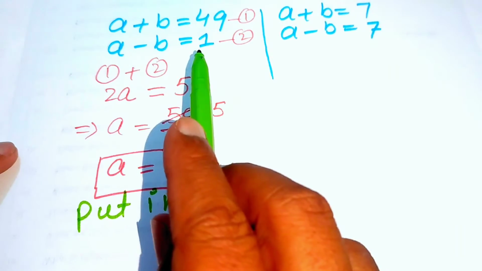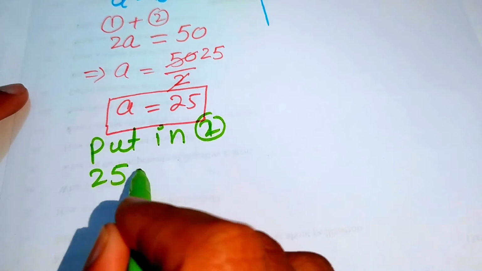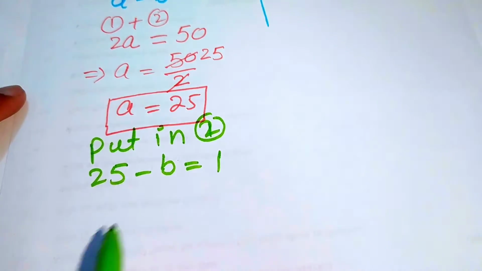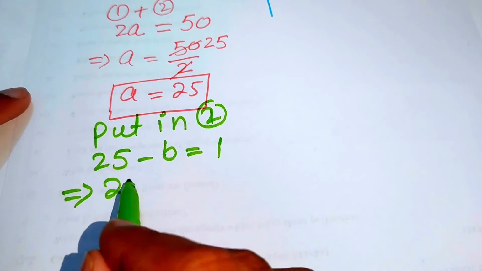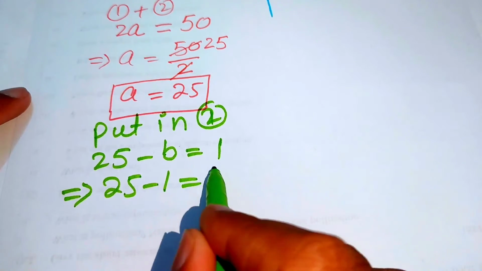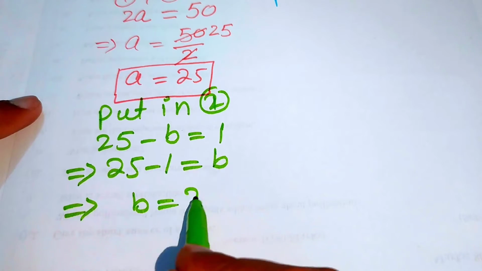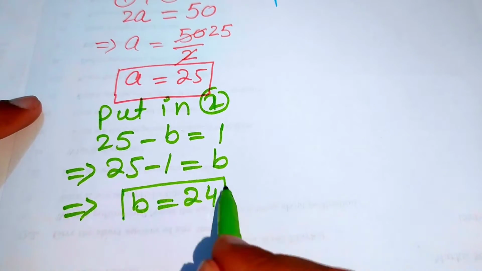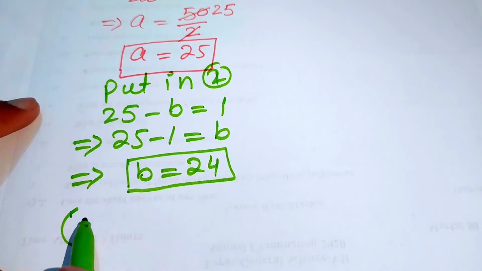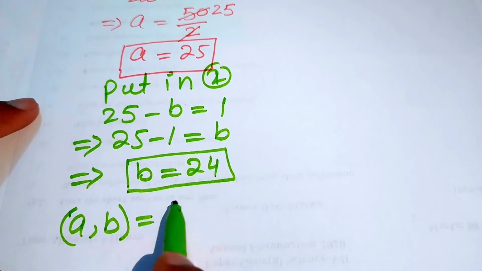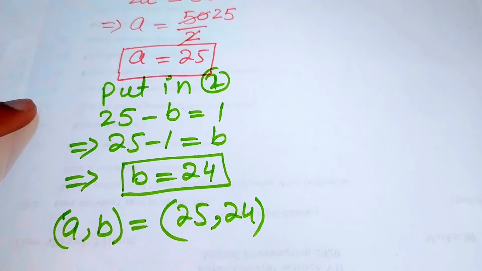So this is our equation number 2, and we put the value of a equals 25 here, and we obtain 25 minus b equals 1. So we move this minus b to the right hand side and 1 to the left hand side, and it becomes 25 minus 1 equals b. So we easily get the value of b equals 24. So our first solution set becomes in this form: the value of a, b equals 25 and 24.